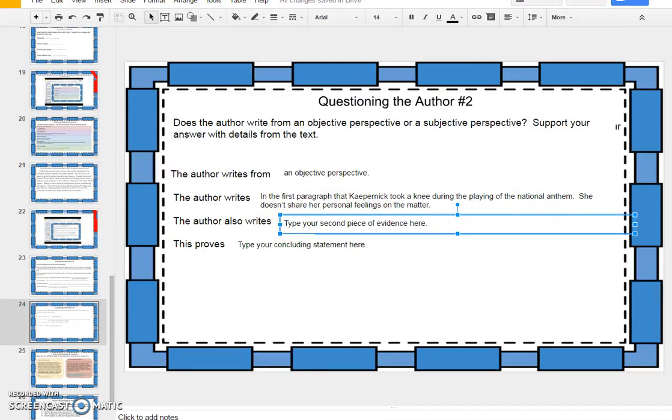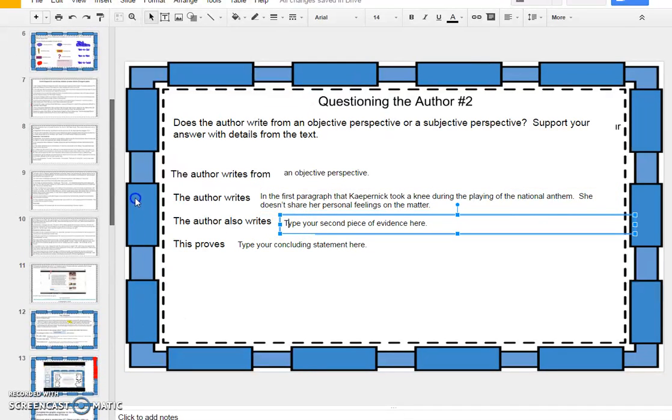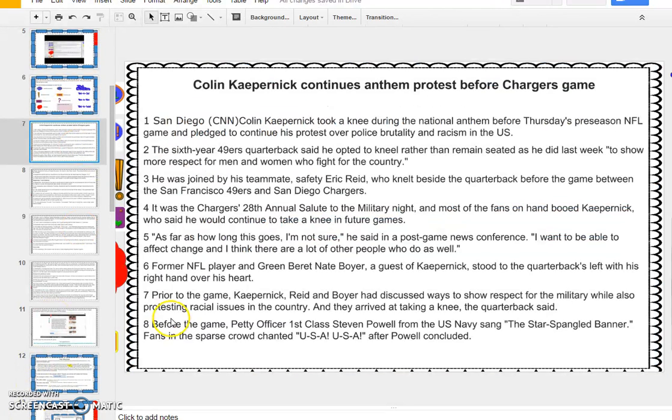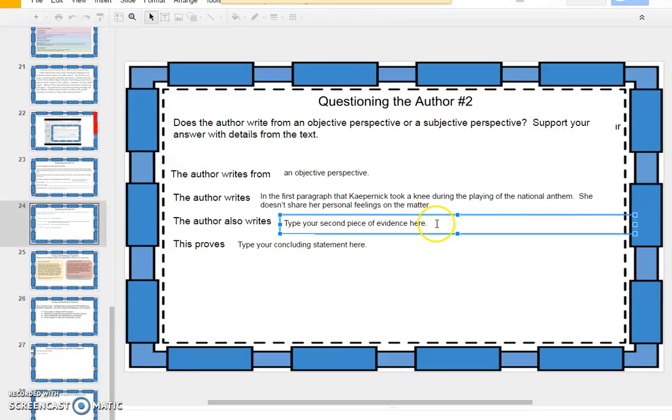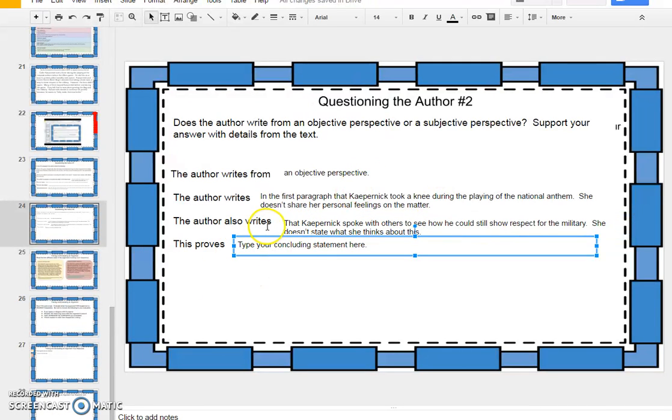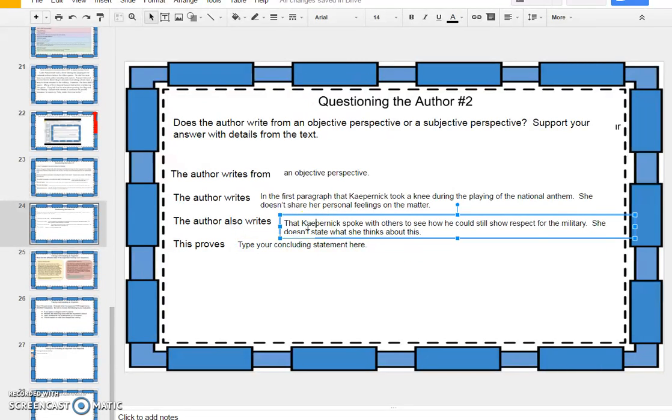So now I'm going to find a second piece of evidence that shows that she's only telling us the facts. I'm going to use the seventh paragraph. Prior to the game, Kaepernick, Reed, and Boyer had discussed ways to show respect for the military while also protesting racial issues in the country. So I'm going to fill in my second piece of evidence to show that it is an objective narrator. So the author also writes that Kaepernick spoke with others to see how he could still show respect for the military. She doesn't state what she thinks about this. So that's my second piece of evidence.